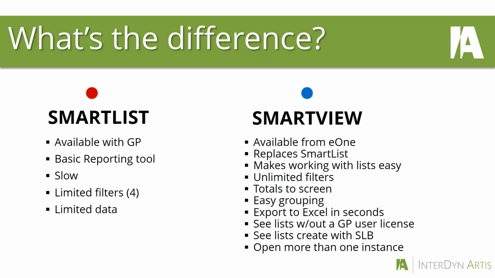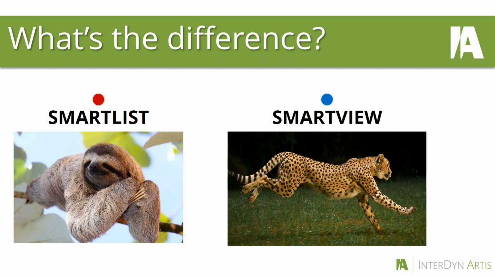So what that means is that we have an internal and an external component to SmartView. The external component sits on your desktop and is an application that allows you to see all those lists without having to have that GP user license. You can see lists that you've created with SmartList Builder, and you can open more than one instance. So if you want to see more than one list at a time, SmartView has that capability. And for those people that like to have a visual reference, this is what I like to reference SmartList with and compare that to SmartView.